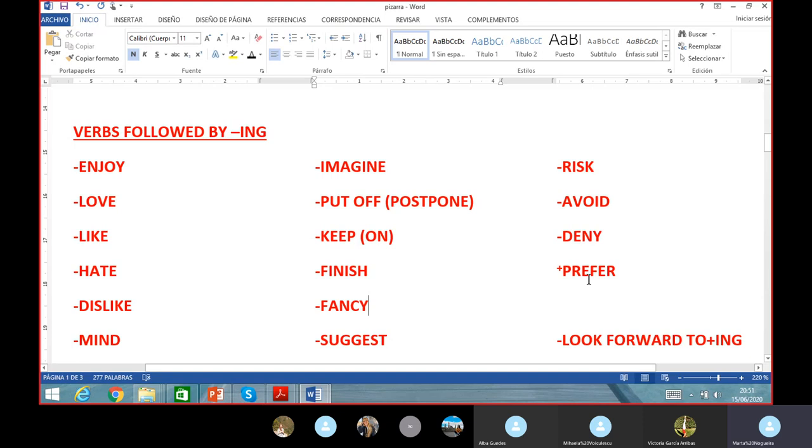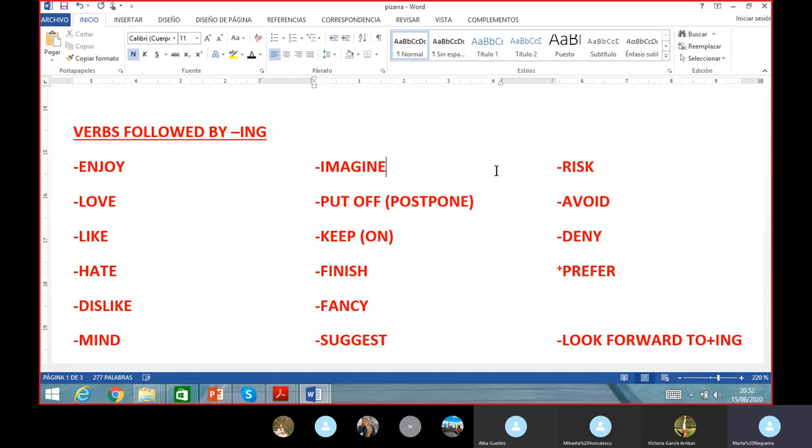Prefer, he puesto, quería poner un asterisco, porque a veces lo ponemos con to y otras veces lo ponemos con ing. Entonces, bueno, depende. Y look forward to, ¿veis? Aquí tenemos un to, pero va seguido de ing, porque es una excepción. Look forward to es un phrasal verb. Ya explicaremos los phrasal verbs y todo eso. Es una excepción. Siempre detrás de to pongo la forma base, pero aquí pongo ing, ¿vale? Pues esto es lo mismo.